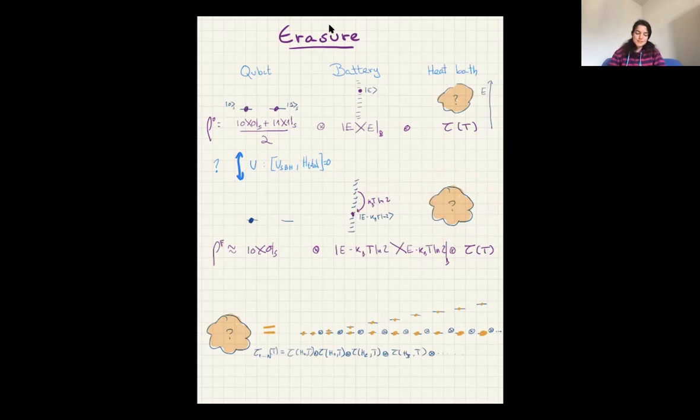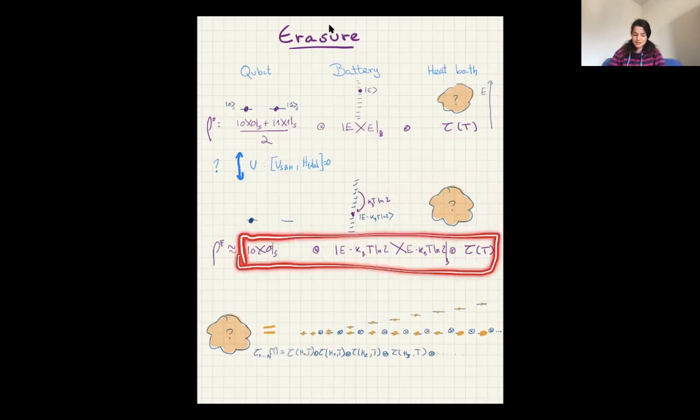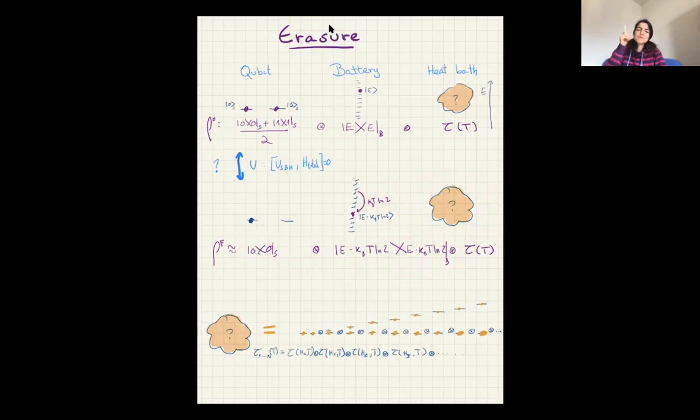Okay, of course, in reality, the final state will not be exactly this very neat product state between the three systems. There will be some correlations, because no finite-sized engine is going to be perfect. However, we'll do quite well still.